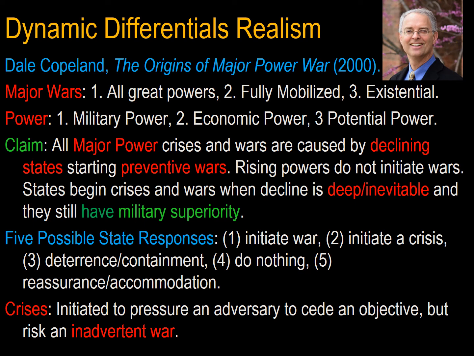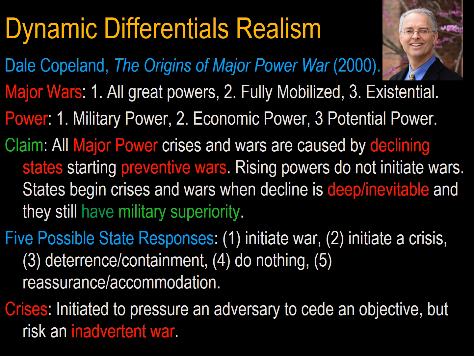Now, Copeland claims that all major power crises and wars are caused by declining states starting preventative wars. So here he rejects many of the assumptions that democracies don't start preventative wars. Rising powers do not initiate wars. So think about it. The US is in decline today and China is rising. Copeland's making the argument that if there's a war, it won't be China attacking Taiwan. It'll be the US acting against China first.